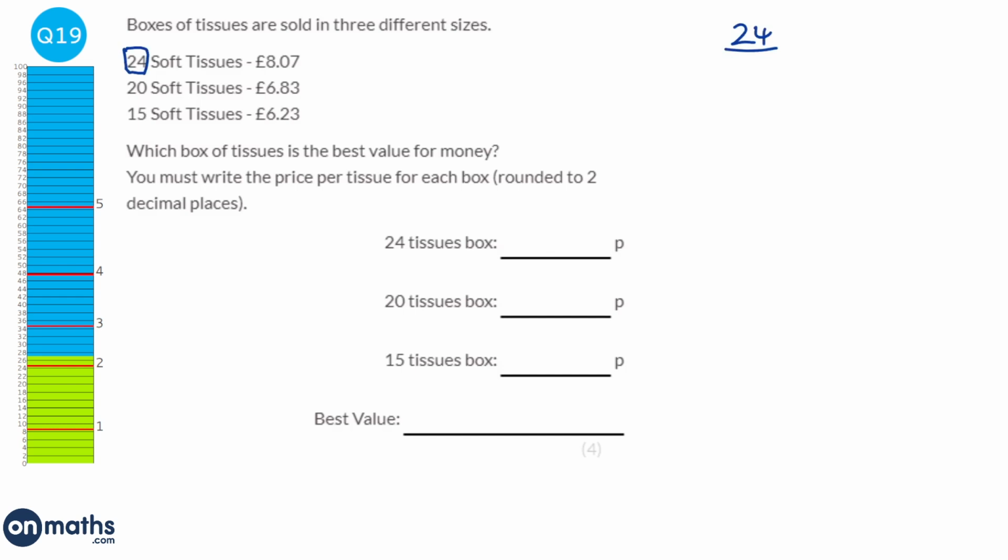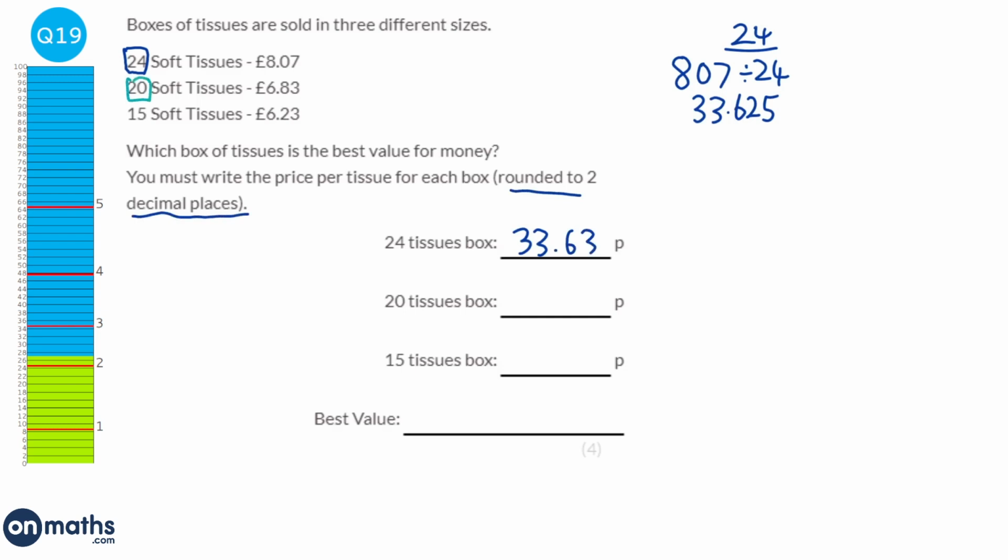And what I'm going to do is convert the money into pence, just to mean that we don't have as much decimal. And we're going to do 807. I'm going to divide by the 24 to find out the price of one tissue. So that is 33.625. And so I'm just going to round that to 33.63. I'm just going to round everything to 2 decimal places, which says in the question.